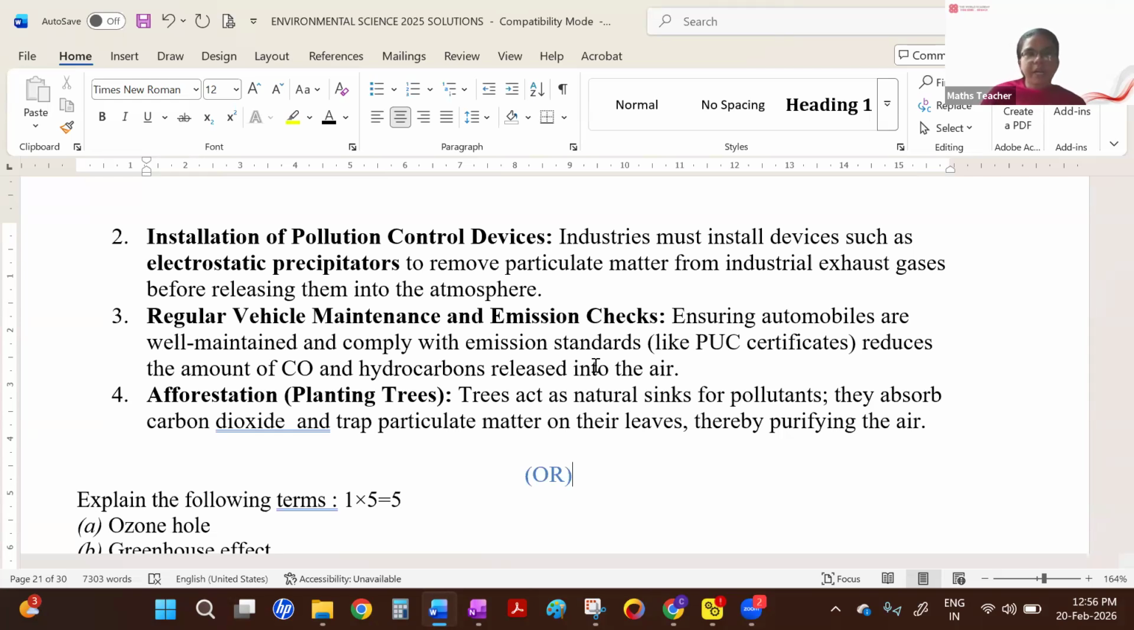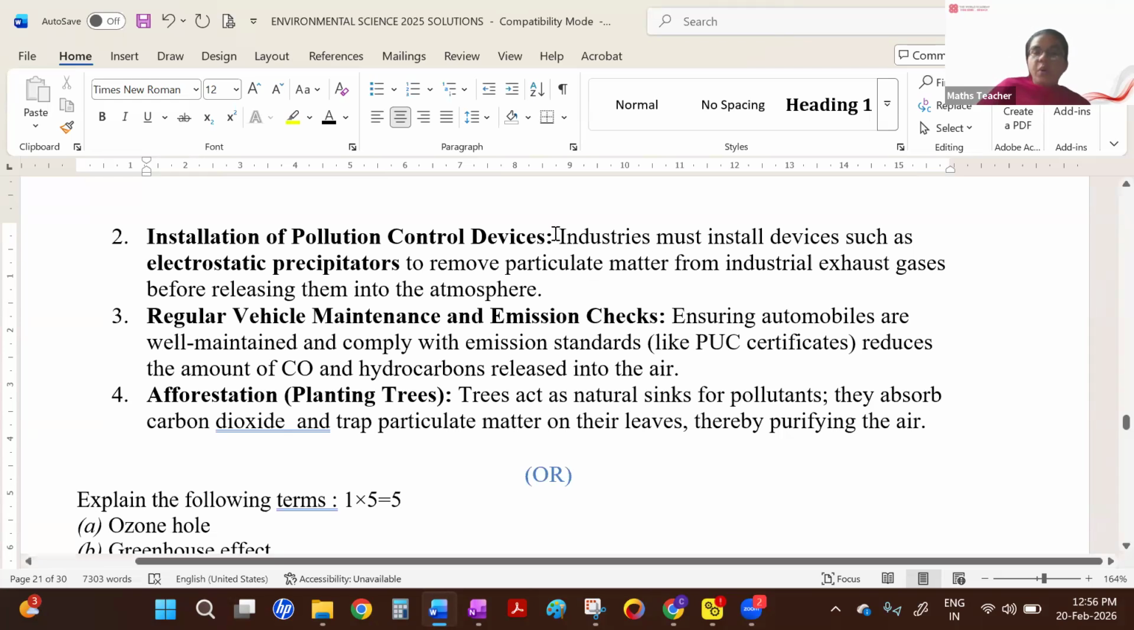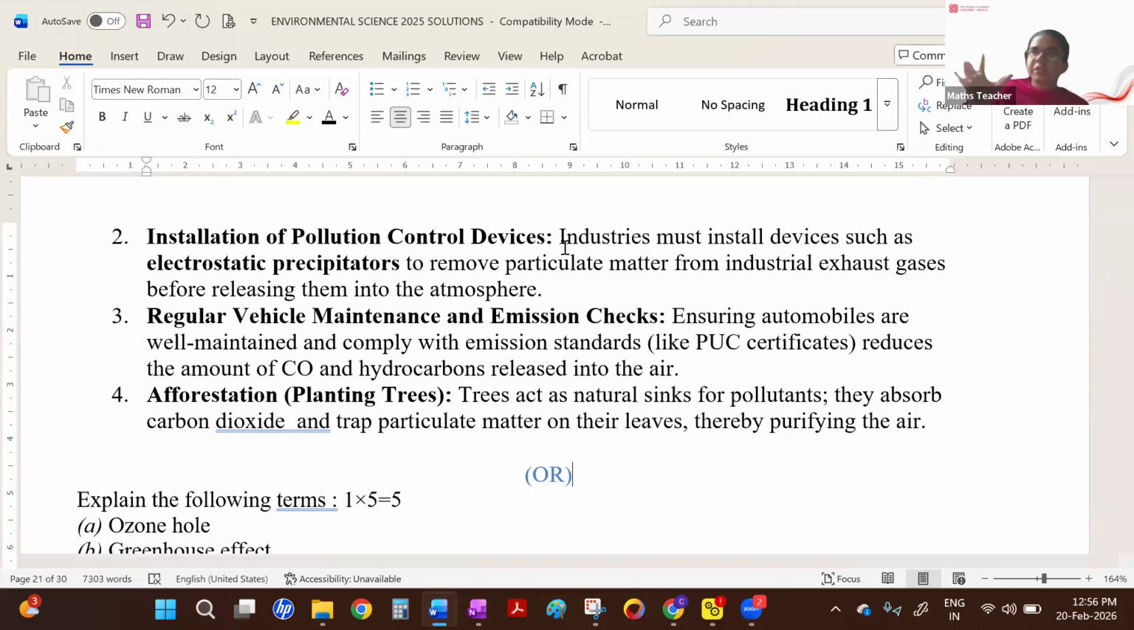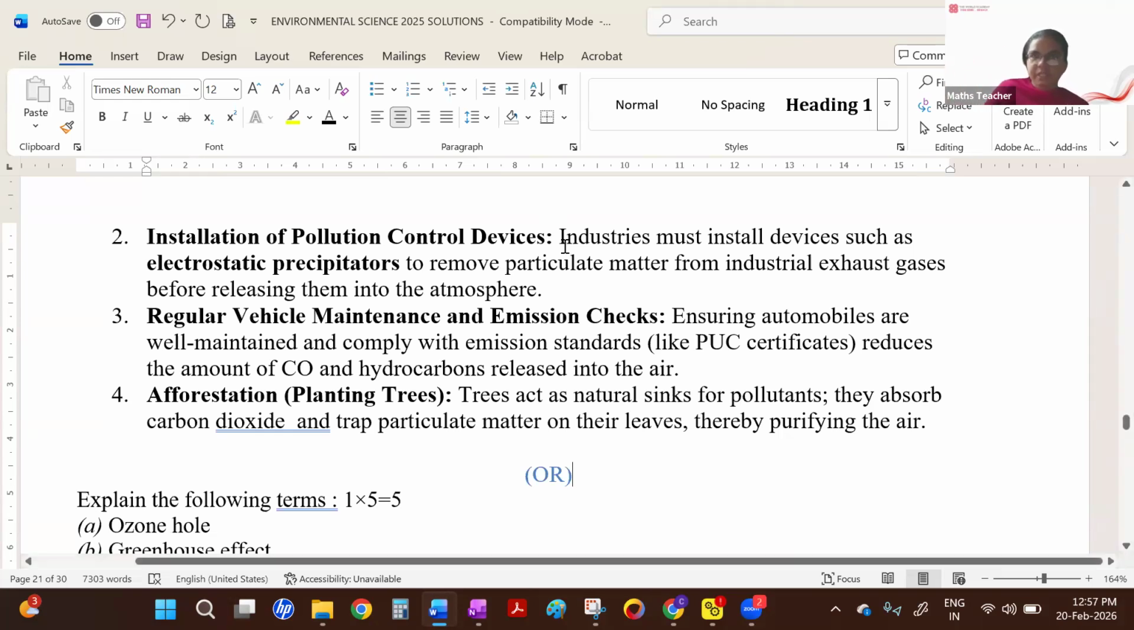So the person might do something, right? So that is one thing. Industries can also fix pollution control devices, and these devices can monitor the emissions that are coming out from the industry. If it exceeds a certain limit, then it will be notified, and the industry has to do something to reduce the pollution.